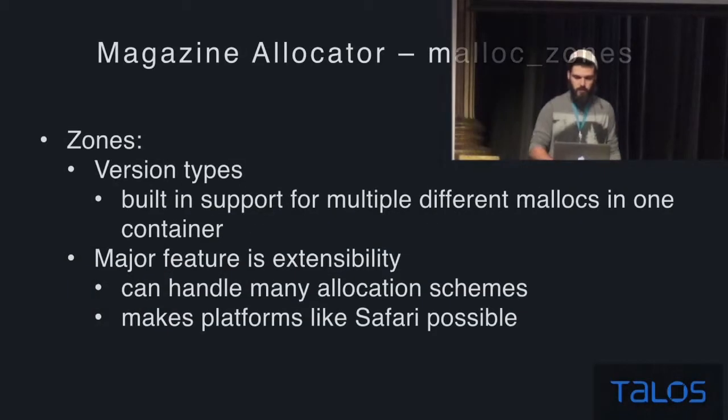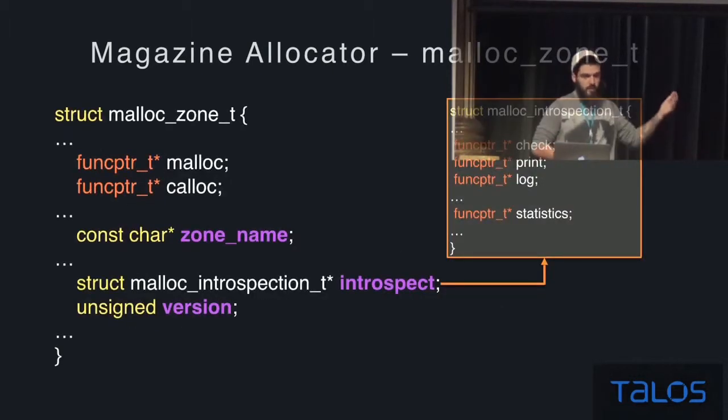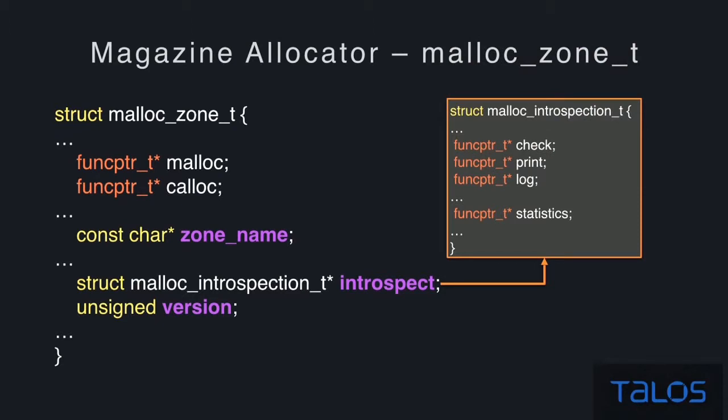Okay, zones. The major feature of zones is extensibility. We can have multiple different malloc implementations inside of one overarching structure, and that's what these zones do for us. So zones are just going to be a zone name and a version. The versions are going to be how you determine what the malloc implementation is. So WebKit uses version 4. The default system malloc is version 8, and those versions determine how we're going to call malloc and calloc and all those good things.